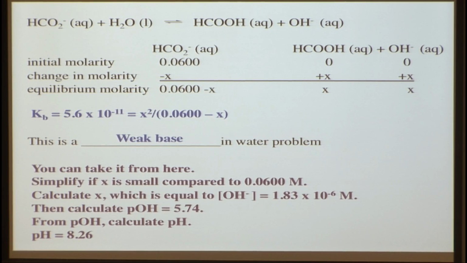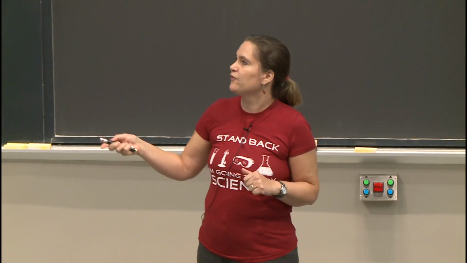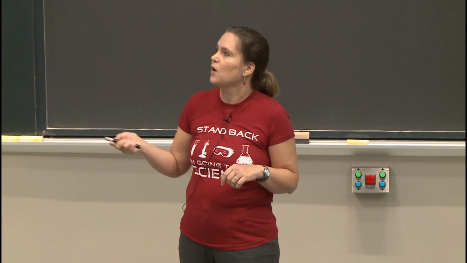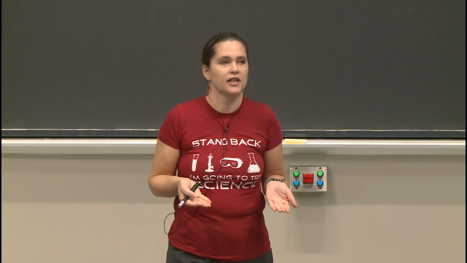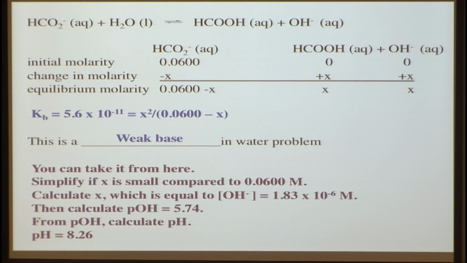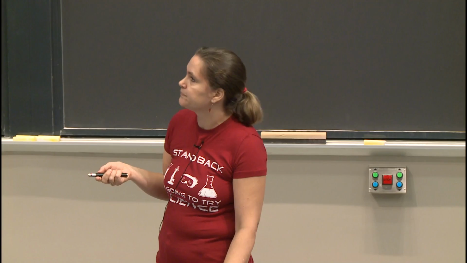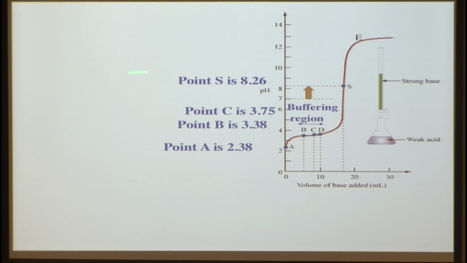And now it's 8.26. That's above 7. That number makes sense. If I had stopped and forgotten what x was and realized the pH was 5.74, I should have realized there was a problem there. All right, so weak base in water problem. So we go up here. That's point S, the stoichiometric point. We have a pH of 8.26.